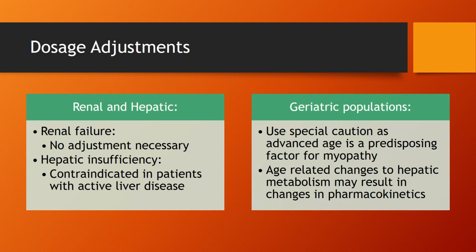Dosage adjustments. For renal failure patients, no adjustment is necessary, but for hepatic insufficiency, this medication is contraindicated in patients with active liver disease. For geriatric populations, we have to pay special caution as advanced age is a predisposing factor for myopathy. Age-related changes to hepatic metabolism may also result in changes in pharmacokinetics.